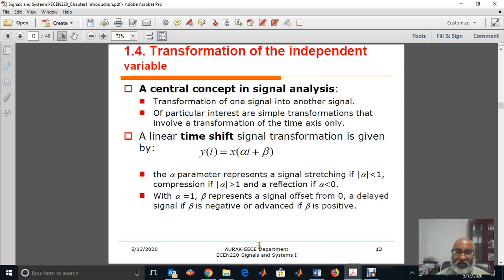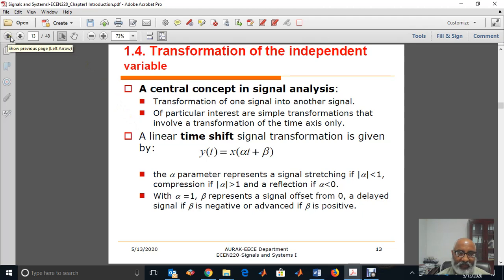Hello students. In the previous lecture, we already started the introduction about signals and systems. We defined signals and we classified the signals into two: continuous time signals and discrete time signals. The continuous time signal acts as a function of a continuous time variable t, and a discrete time signal acts as a function of integer n.